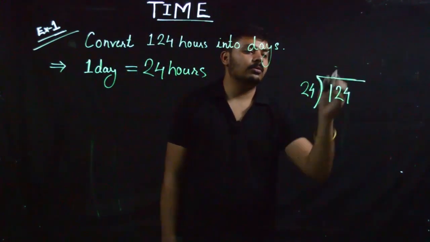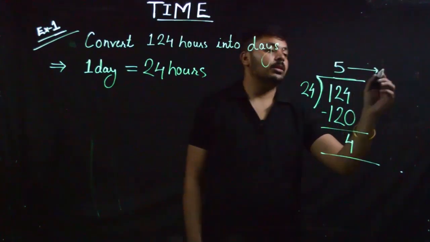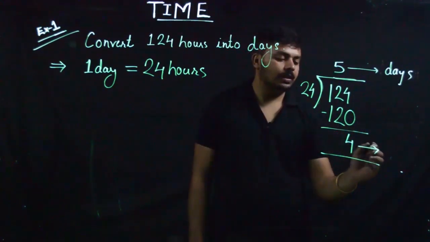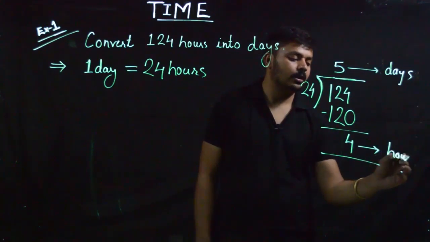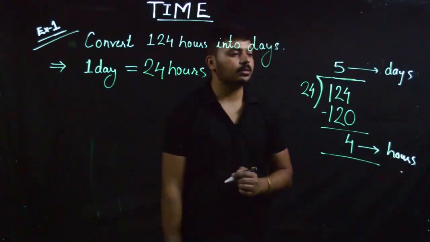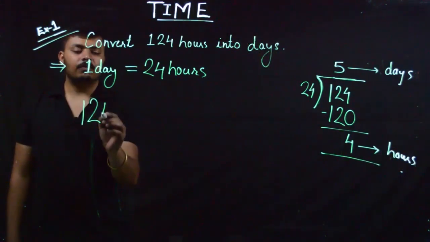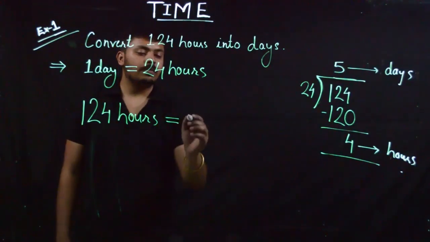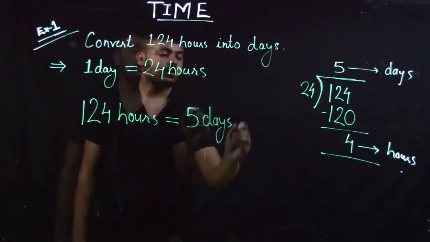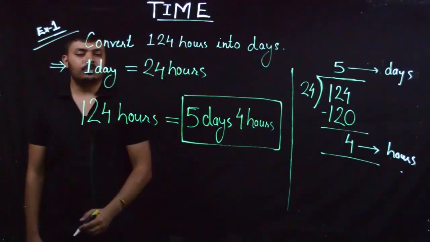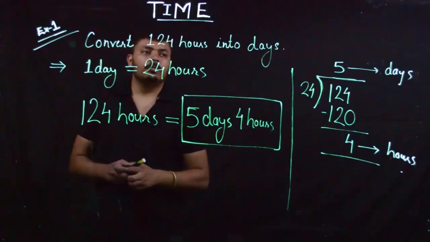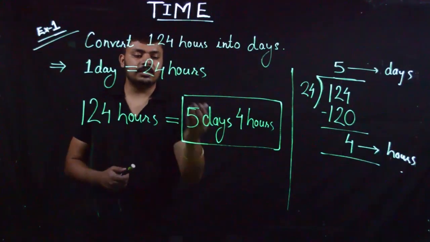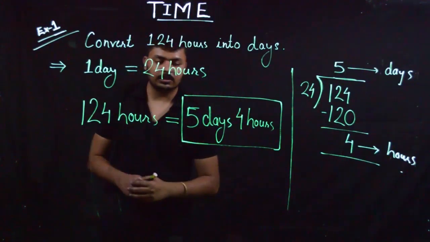Our quotient gives us days and our remainder gives us hours. So we can say that 124 hours is equal to 5 days and 4 hours. So this is the required form. When we convert 124 hours into days, our answer is 5 days and 4 hours.